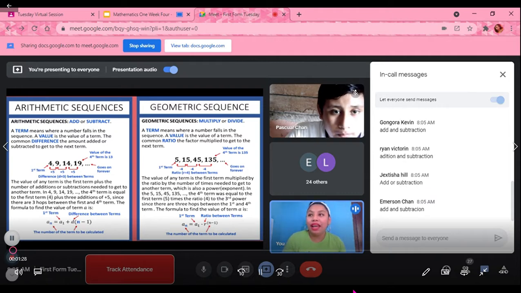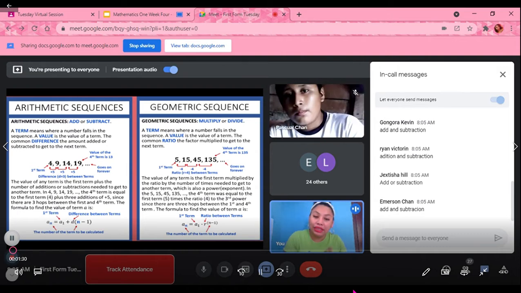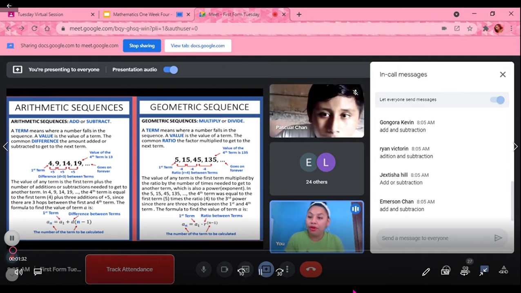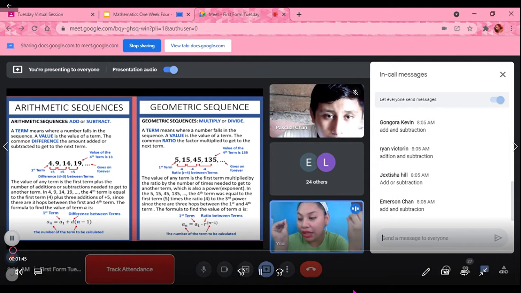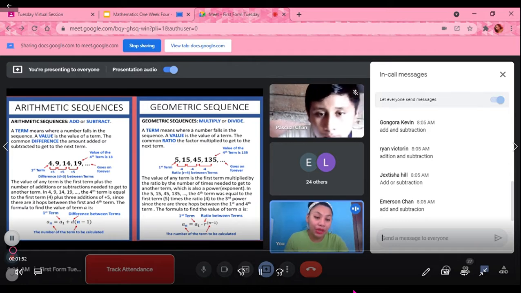Now let's say that I have a pattern that's 2, 4, 8, 16, 32, 64, 128, something that goes multiplying, then that is what we call a geometric sequence. So arithmetic has to do with addition and subtraction, and geometric has to do with multiplication and division. All right? So those are the two common types of sequences that we have.